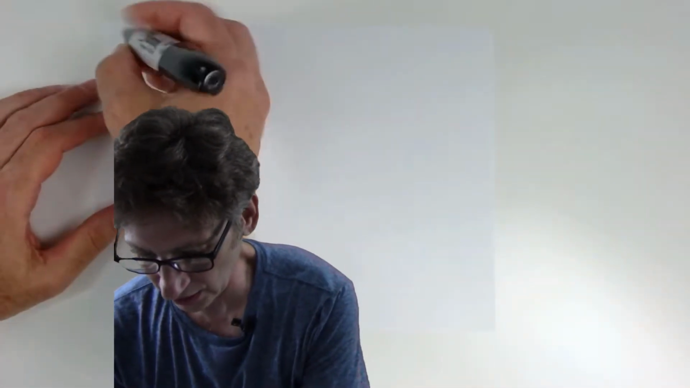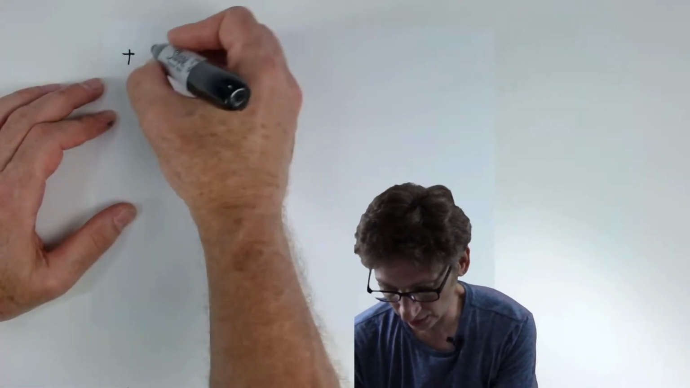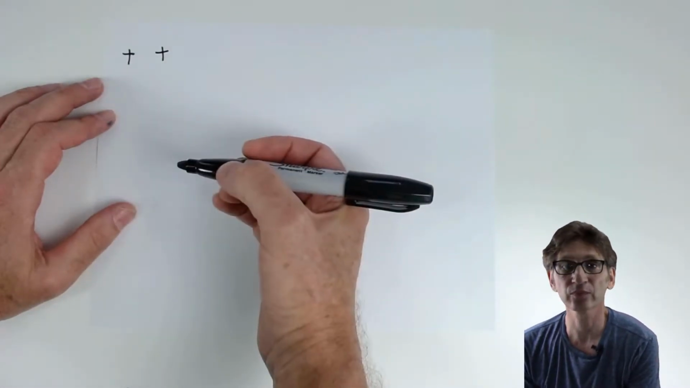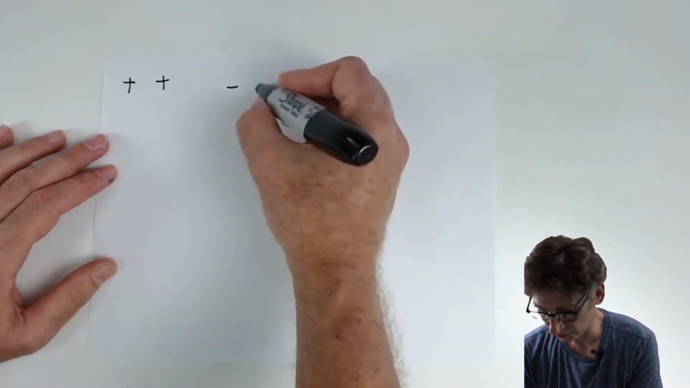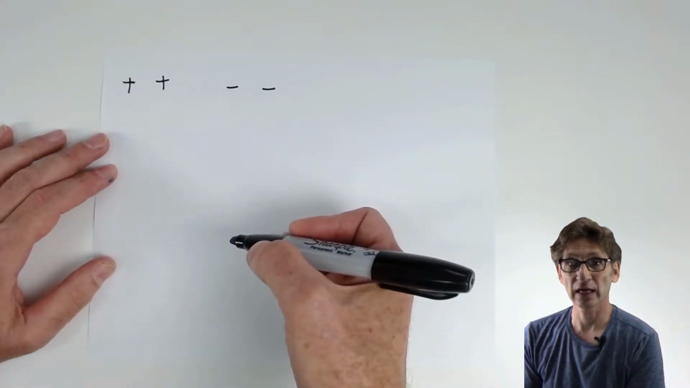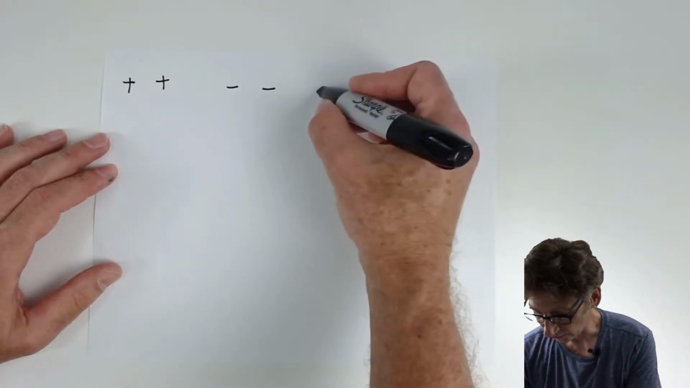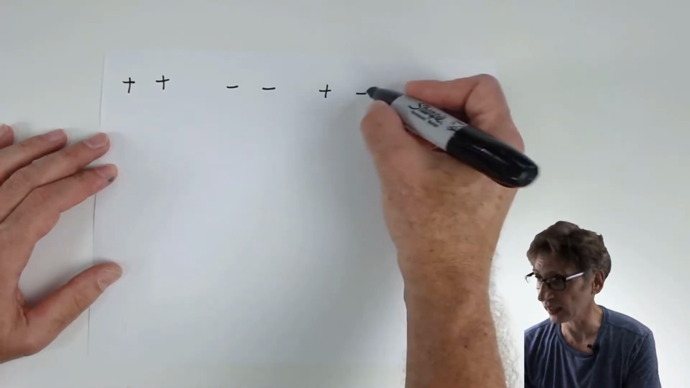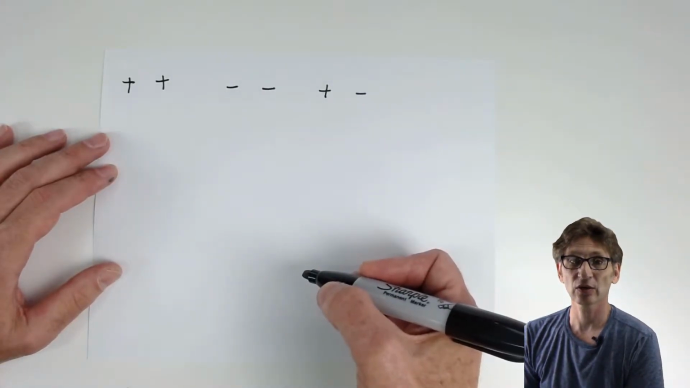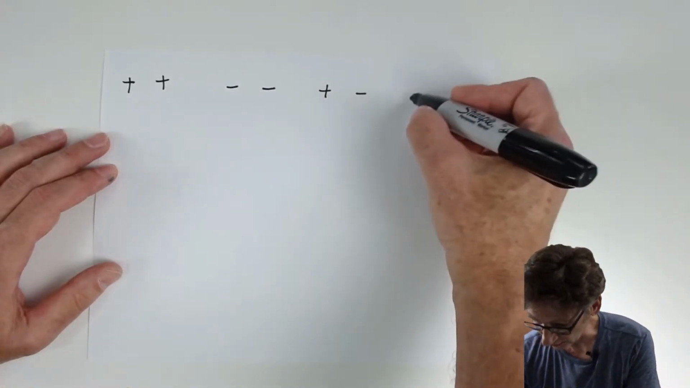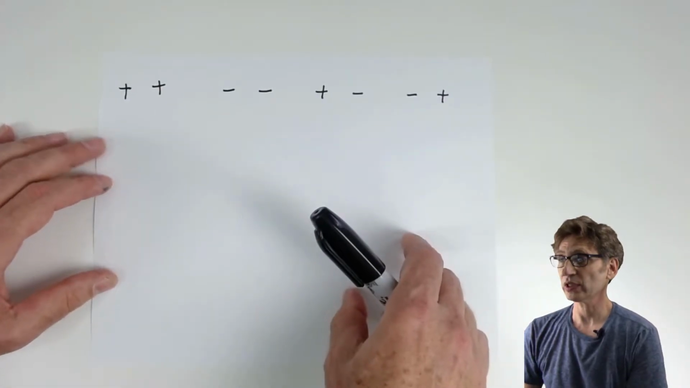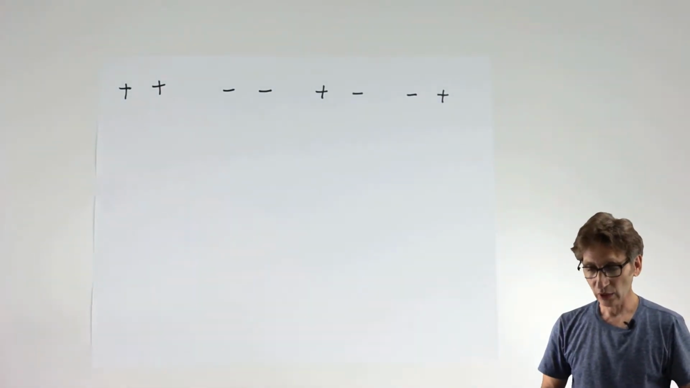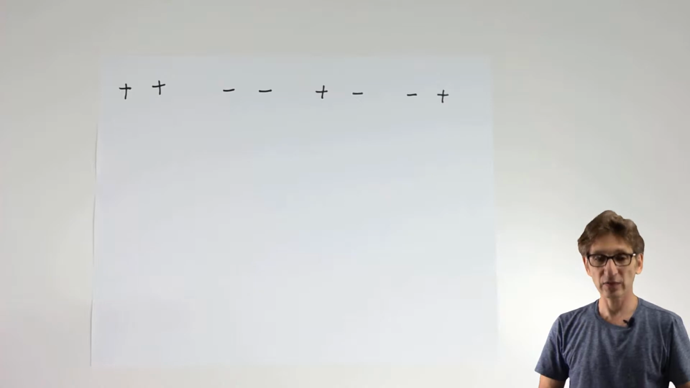So the first situation is where both numbers are positive. The second situation is where both numbers are negative. The third situation is the first number is positive, the second number is negative, and the fourth situation is the first number is negative and the second number is positive. So let's deal with each one of these separately. We'll start with the positive and positive.